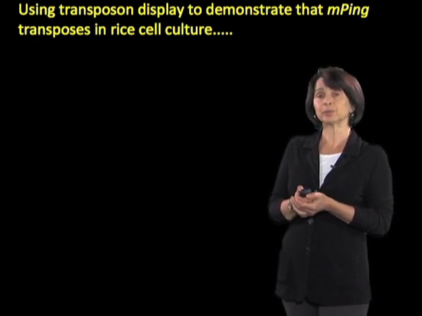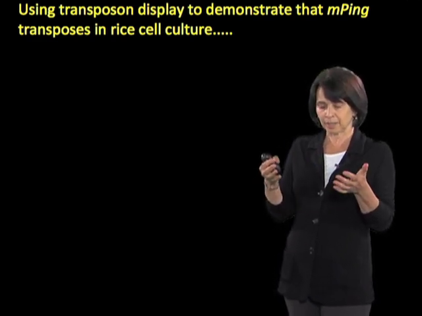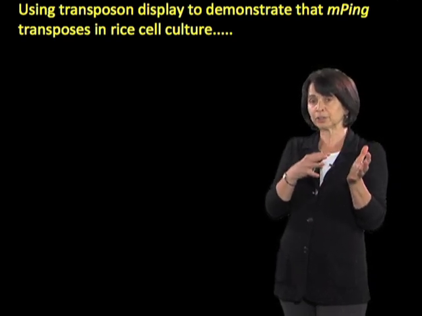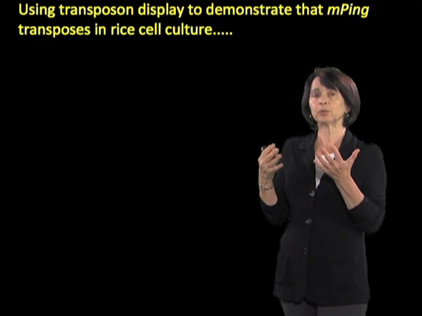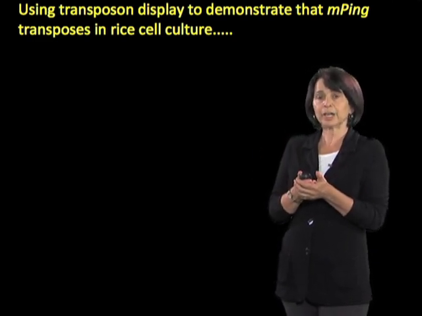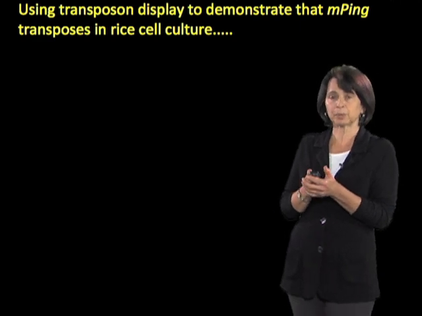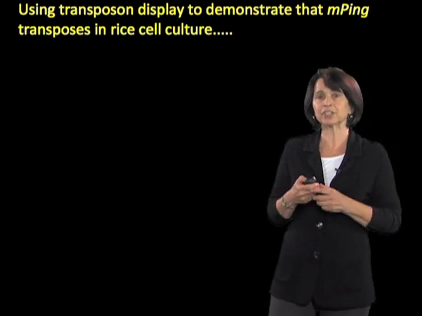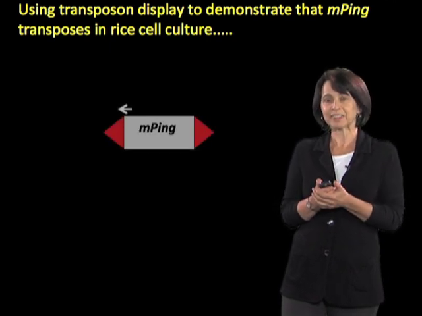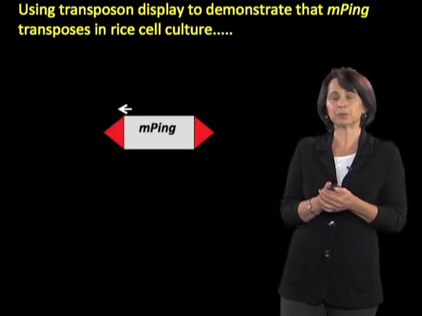So what we had is the DNA from two plants, one before cell culture and then one after cell culture. And the question we're asking is, can we see the movement of the Emping element? We used a technique called transposon display. This is what we used years ago. Now all you have to do is sequence a genome, and we'll talk about that later. But this was the technology available to us at the time.